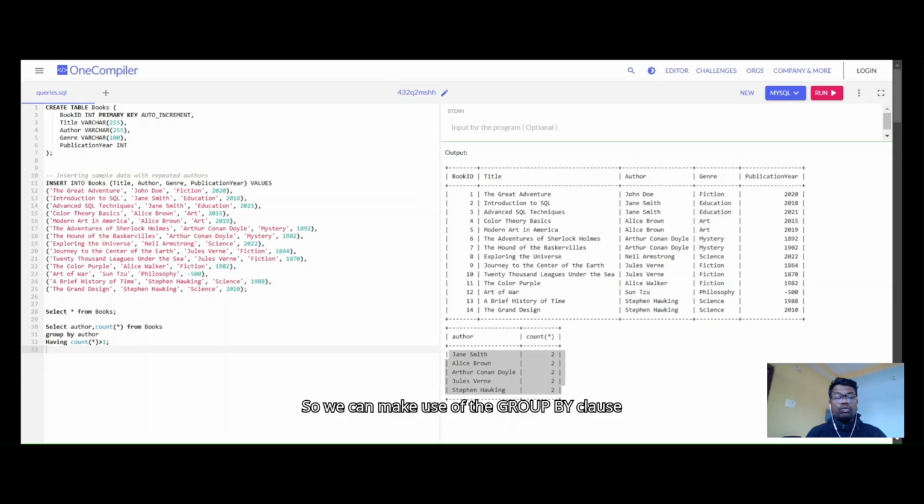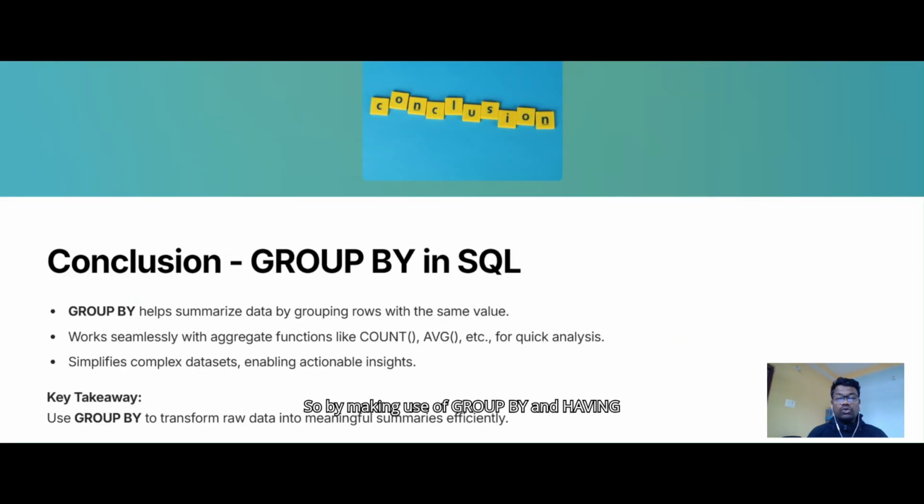So we can make use of the group by clause for handling complex queries. Just like Mrs. Harper used the group by clause for getting the count of books by every author, the average publication year, and many more operations. By making use of group by and having, Mrs. Harper was also able to handle complex queries efficiently and improved the management of the library's vast collection. These SQL techniques help us to save time and provide much more relevant information to the user.